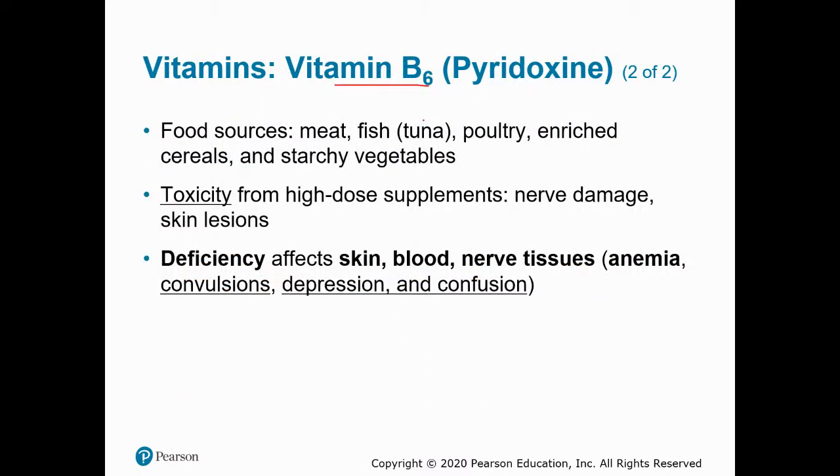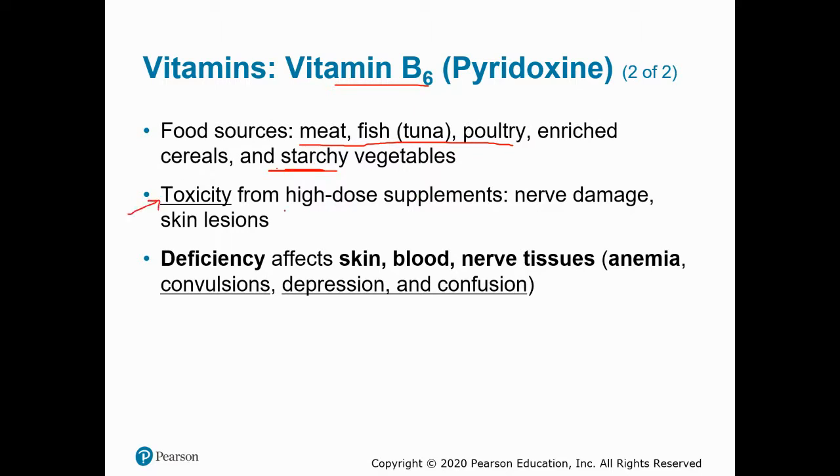And then where do we find B6? Again, pretty abundant in meat, fish, and poultry, as well as whole grains. So again, similar theme here from B1, 2, 3, and now B6. Also some of our starchier vegetables, so things like sweet potatoes and winter squashes can also supply a little bit of B6.